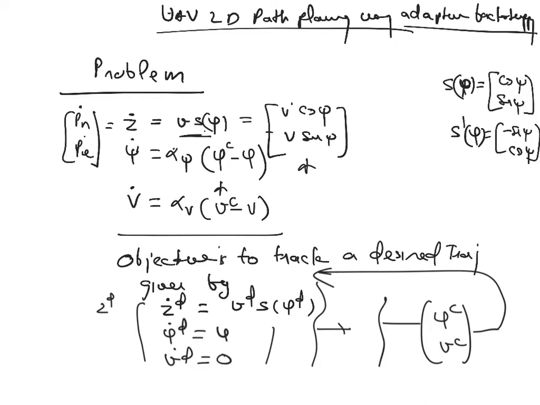Move forward. Okay, so let's get started. To start with, there are 2 different approaches. You can formulate the problem in error coordinates, right? Or define the Lyapunov function in terms of error coordinates. So the first, step 1, is called the tracking part.